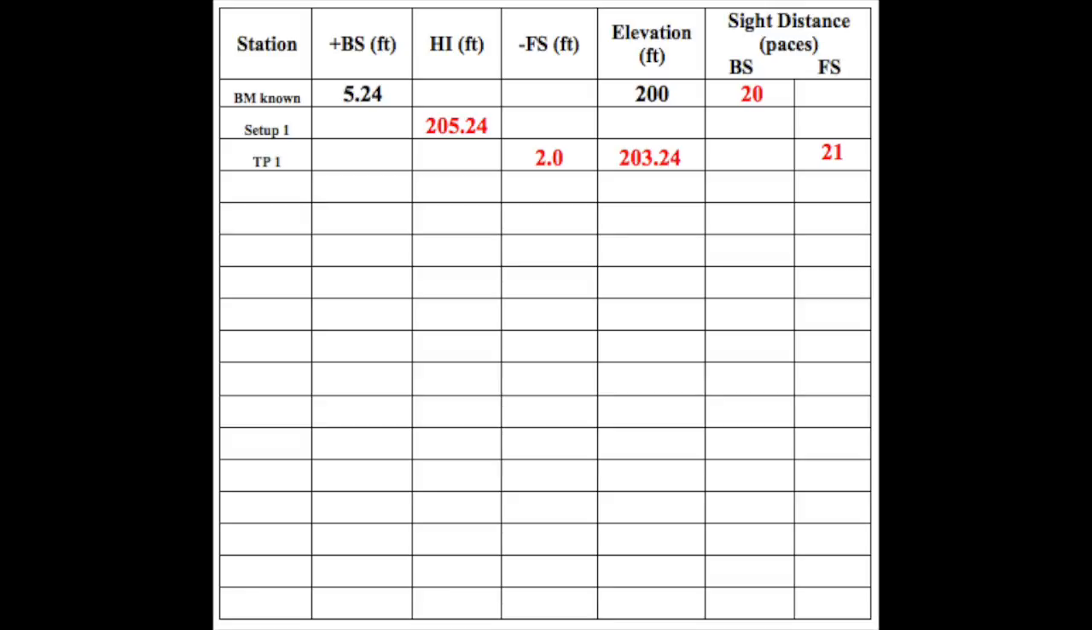On your datasheet, find the elevation of the auto level at setup 1. This is done by adding the backside measurement to the known elevation. Record this in the HI column. Next, take a foresight measurement by once again looking through the crosshairs of your auto level. Record this measurement in the FS column for TP1. Then, calculate the new elevation by subtracting the foresight measurement from the previously calculated HI. Record this in the elevation column for TP1.